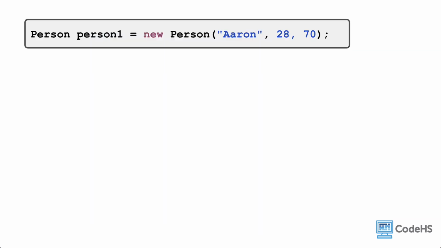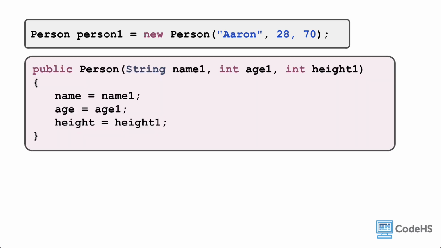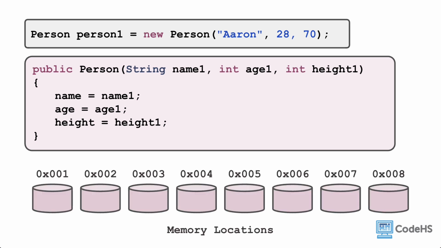Here's that same statement from the previous slide that creates a person object. It calls the person constructor with a few arguments, name, age, and height. This is the person constructor from the person class written out. And lastly, a visualization of computer memory locations.